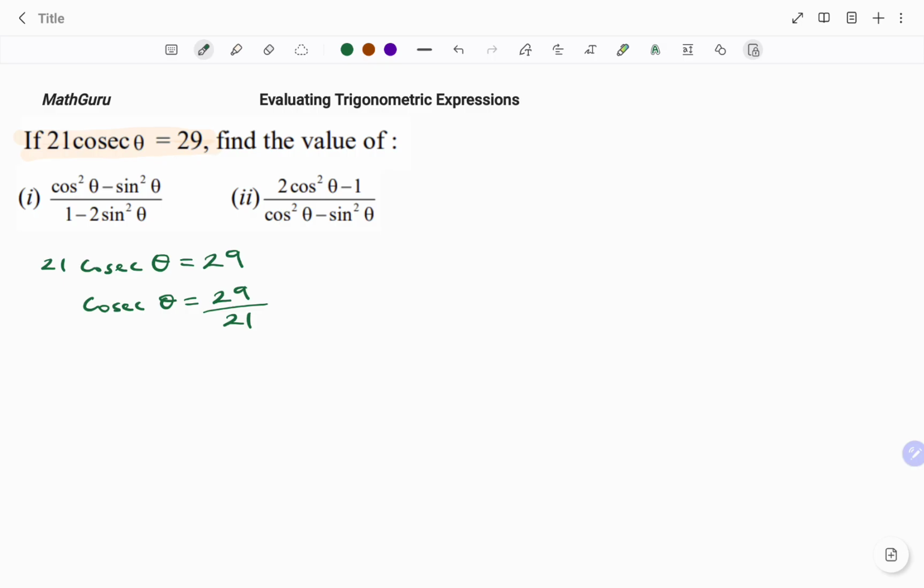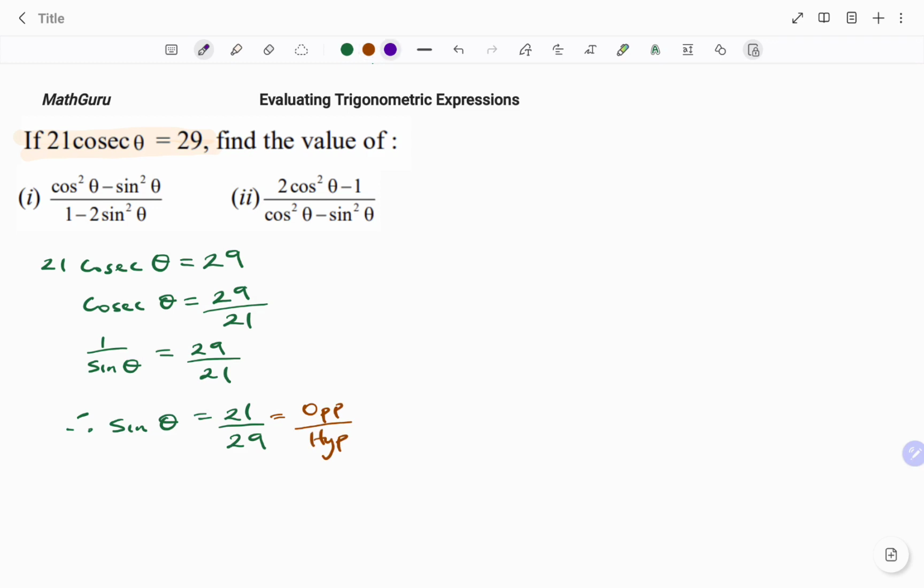Note that for your trig identities, cosec is the inverse of sine. So I have 1 over sine theta equals 29 over 21. Therefore, the sine of the angle theta will be the inverse, 21 over 29. And note that sine using our trig ratio is opposite over hypotenuse.